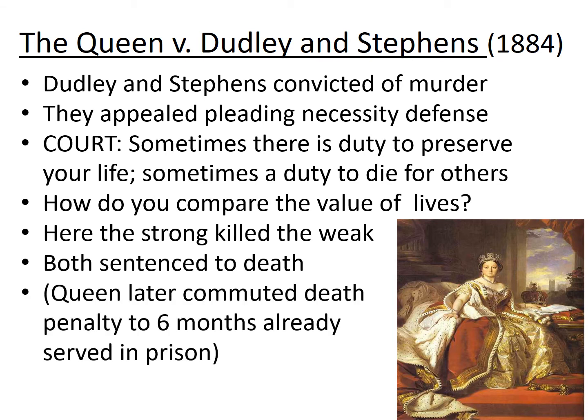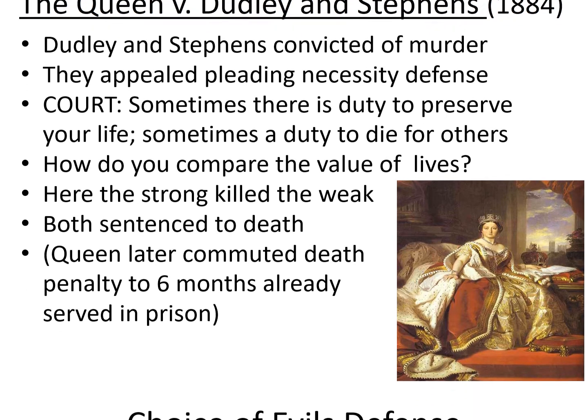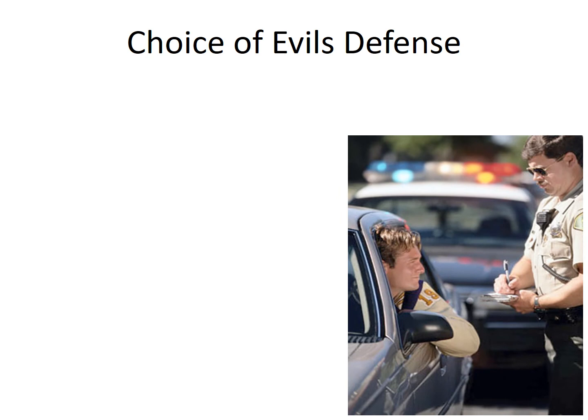Interestingly, after serving about 6 months in prison, awaiting the death sentence, the Queen later commuted their sentence to time served. So it probably means that the Queen was getting a lot of pressure from perhaps the naval industry saying that these men couldn't help it, they had no choice. I don't know, but for some reason she commuted their death sentence to time served at just 6 months, and they walked free. Interesting case. So as we look at choice of evils defense or necessity defense in the modern days, we have to also weigh the values of different choices.